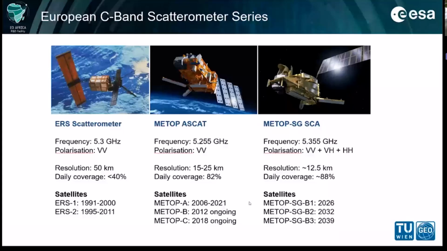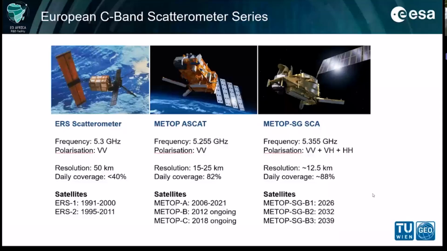And now we are really looking forward to the next generation of scatterometer missions that will be launched in 2026 with the so-called METOP second generation B1 unit. Yeah, so it seems like it's almost like a law that the naming conventions for satellites become more complex over time because there are more and more of these satellites.